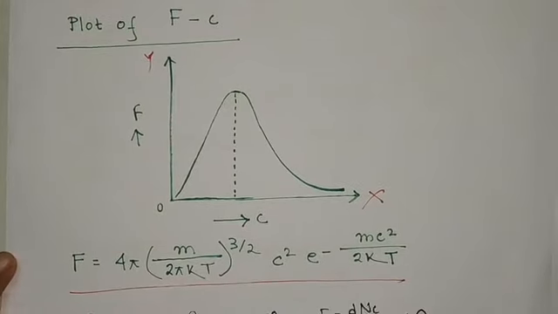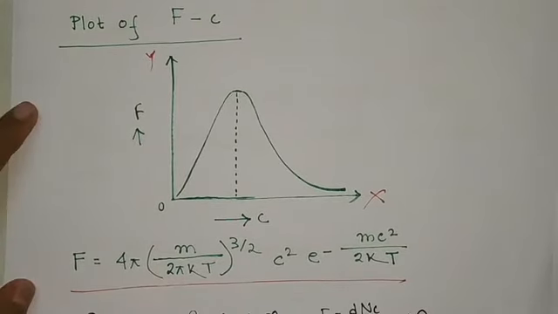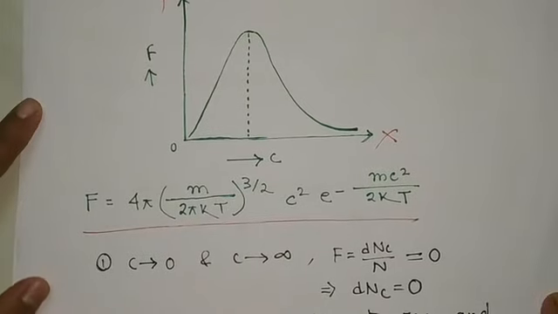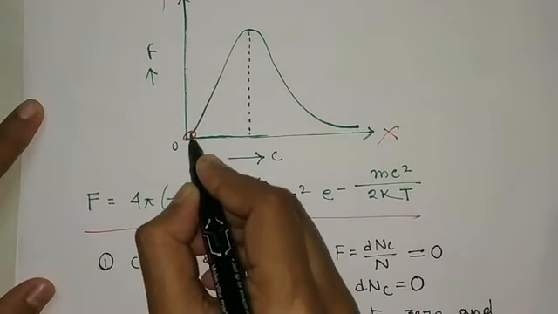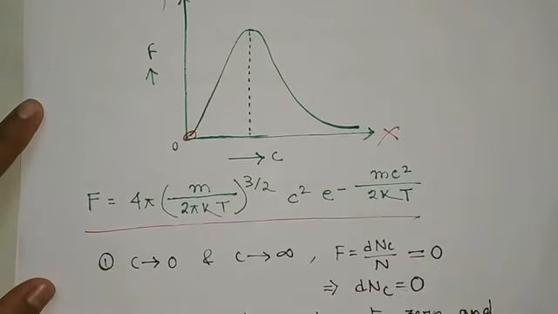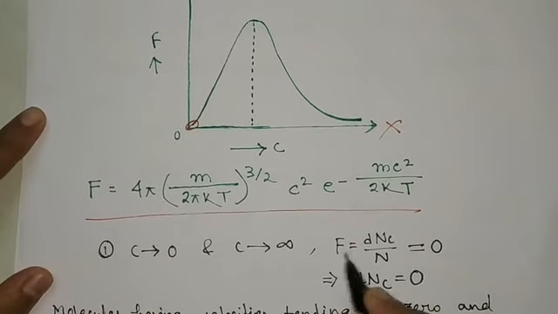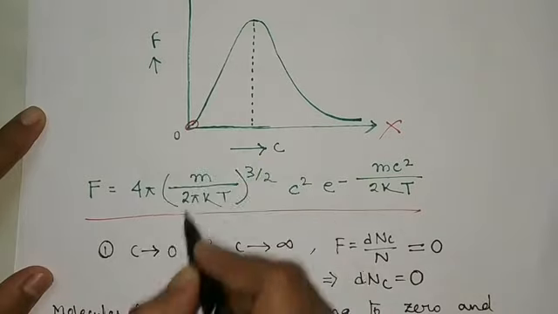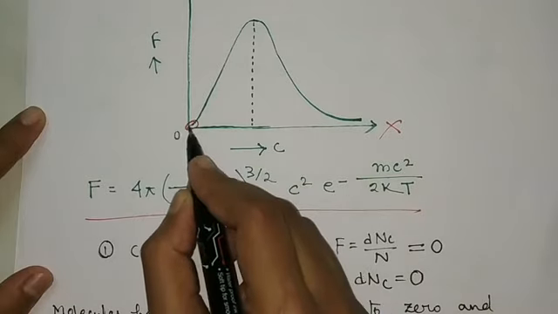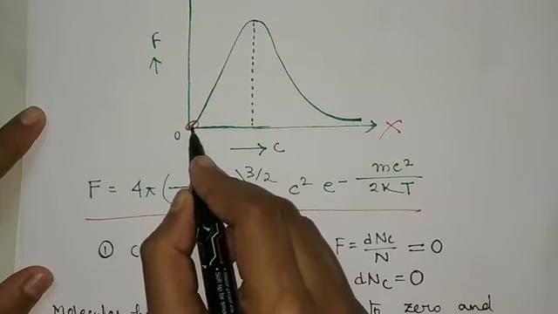Okay, so when c tends to 0 and c tends to infinity, you see the f, which is equal to dN_c by N, equals 0. So at c tends to 0, the distribution function becomes 0.